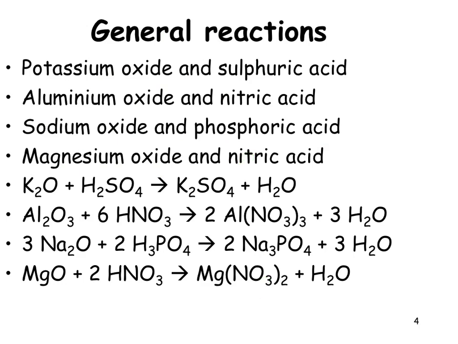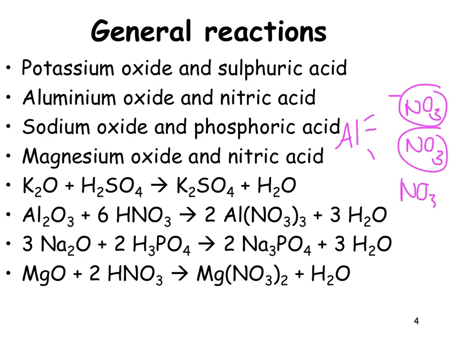Again, you need to be very aware of the formula for each of the salts. Aluminium has a valency of 3, it's in group 3. Nitrate has a valency of 1. So you make sure that you bond that aluminium to 3 nitrates, and then you land up with the bracket and the 3 at the end.